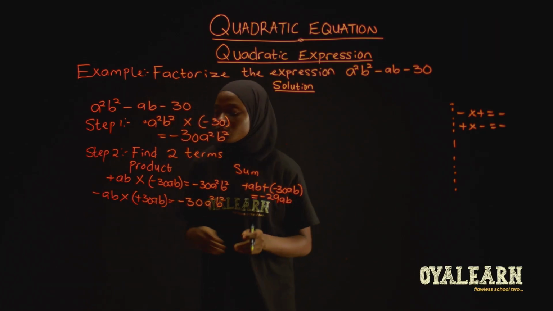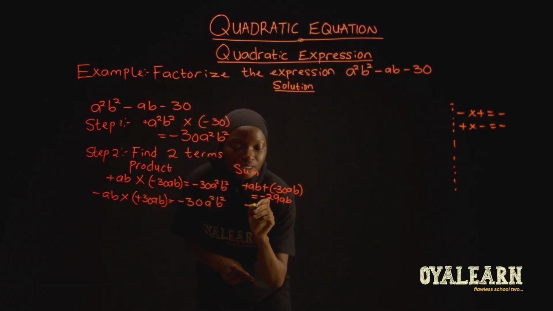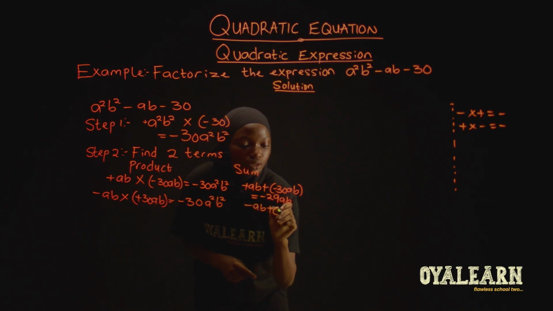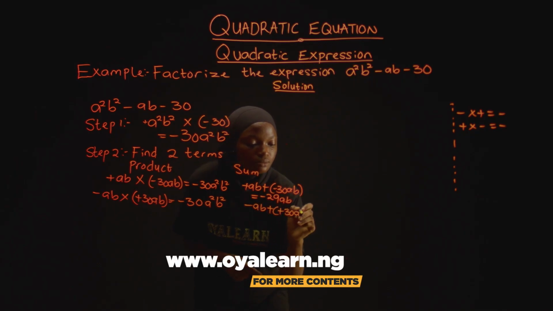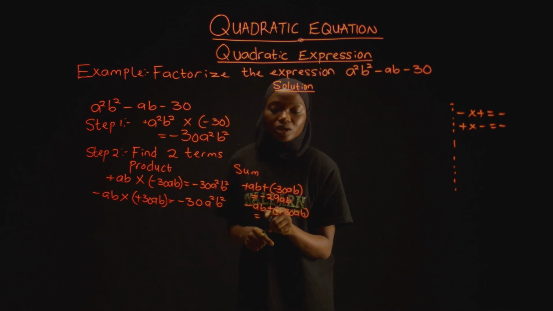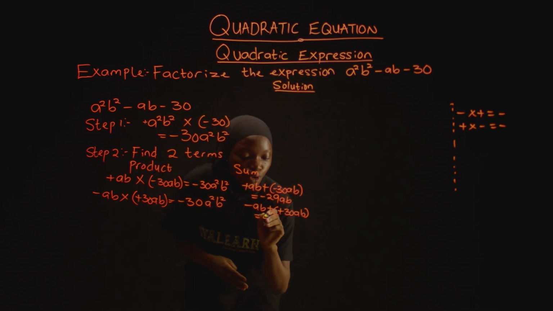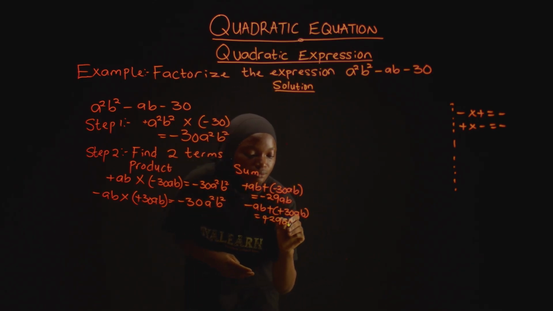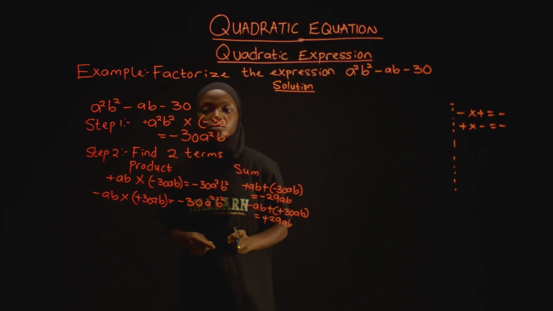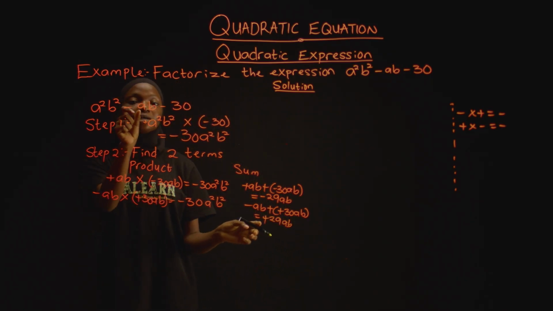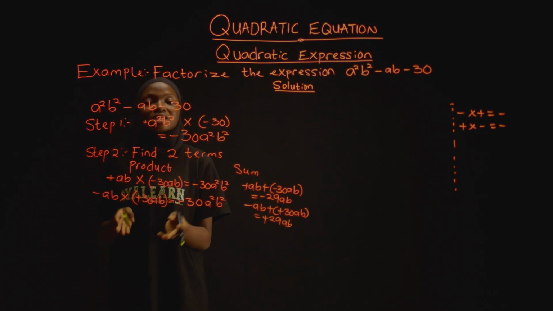Now we'll take the sum. We'll have minus ab plus 30ab. So minus ab plus 30ab is going to give us plus 29ab, which is not the second term we have here. So that means these two terms are not the terms we are looking for. Now let's go on again.